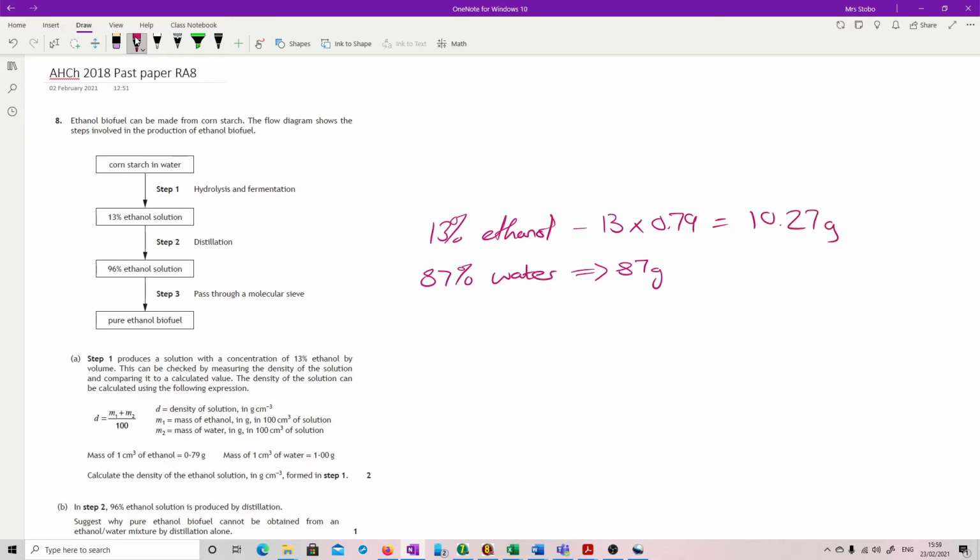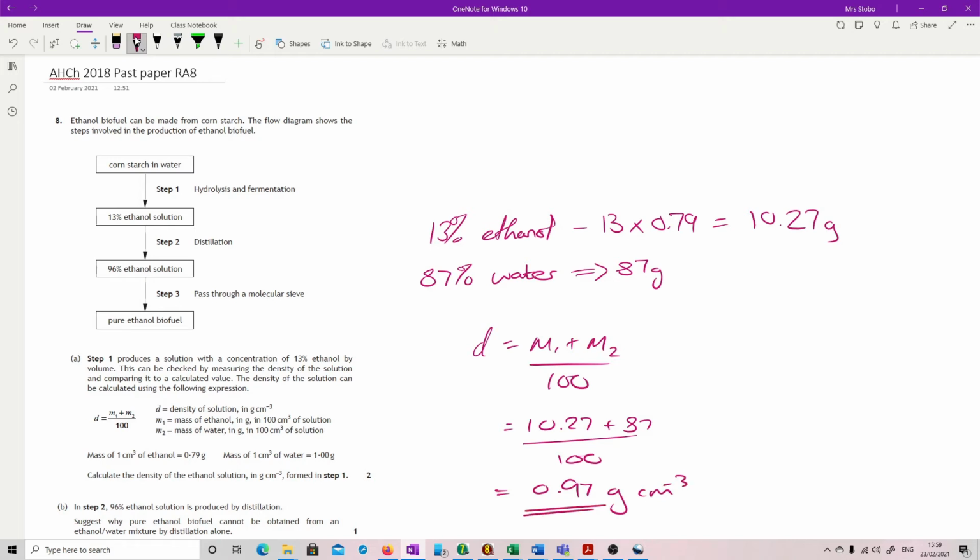Okay, density is M1 plus M2 over 100. So 10.27 plus my 87, over 100, will give me 0.97 grams per centimetre cubed. That's it.